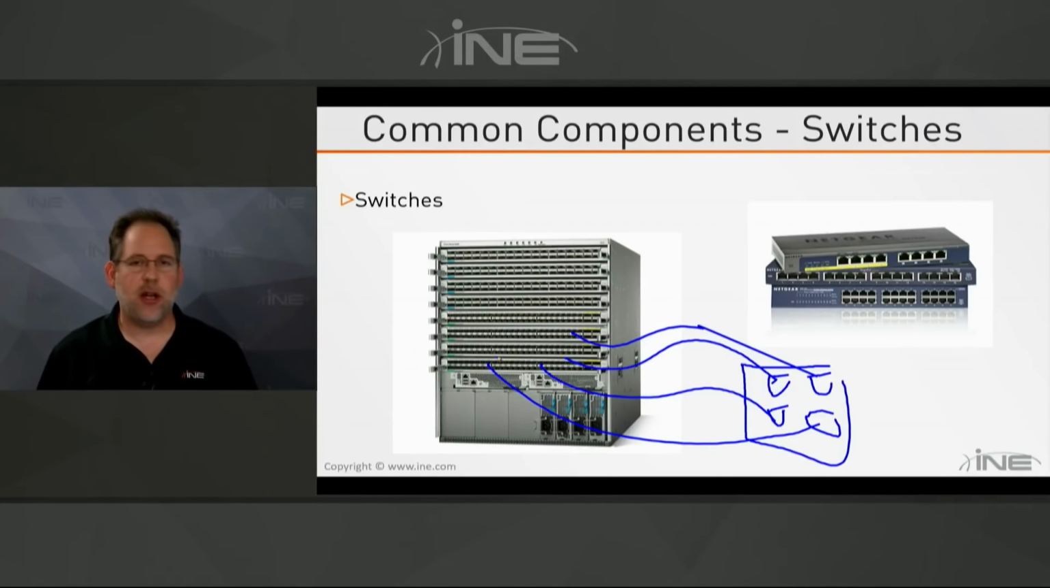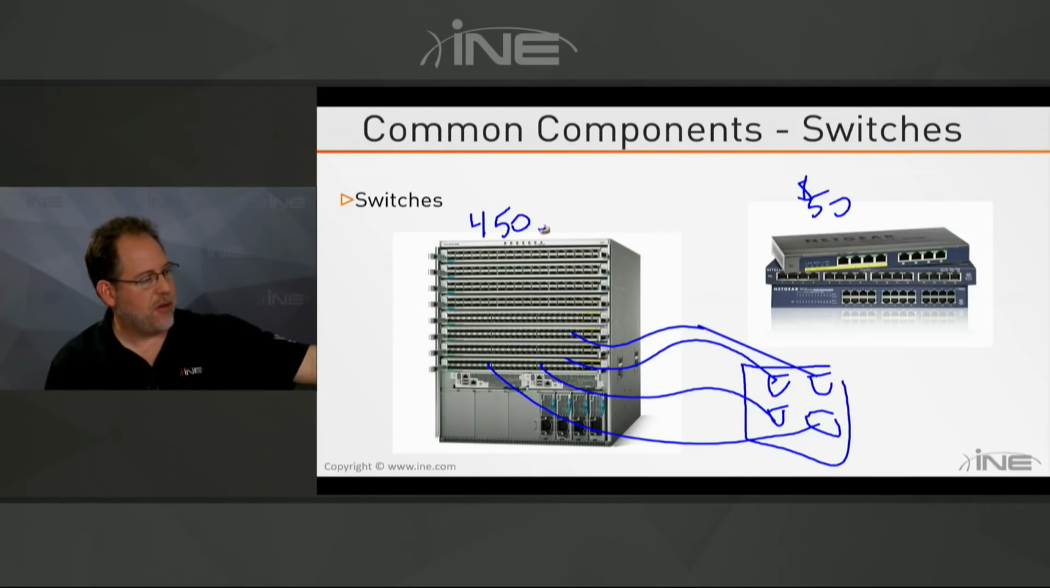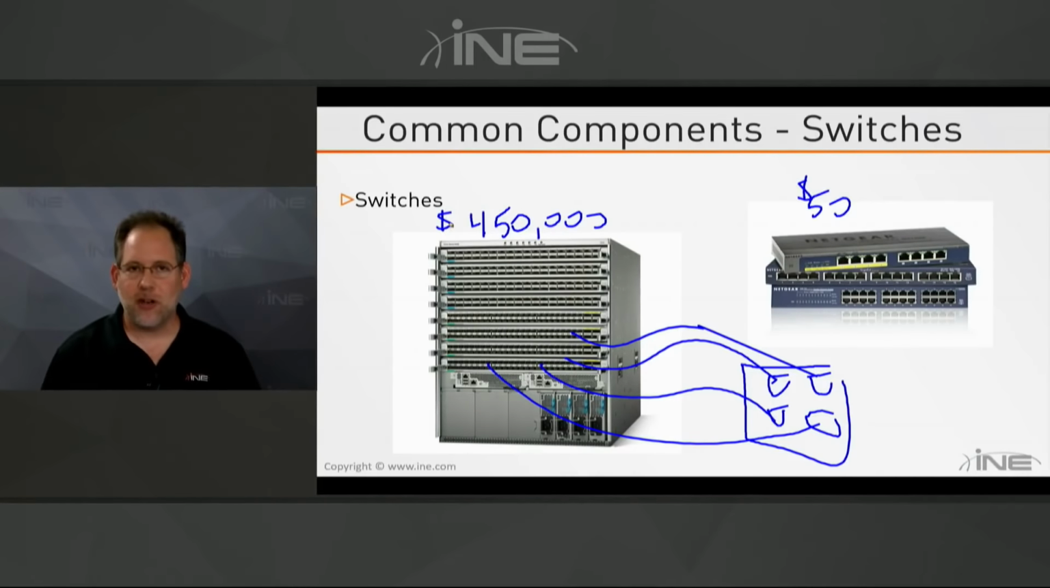And switches can vary, as you can see here, in form factor. They can be really, really small and really inexpensive. Like this Netgear switch right here is probably something like 50 US dollars to buy. Whereas this switch right here could easily cost you $450,000 to buy. So it just depends on what your needs are and how big and how complex they have to be.